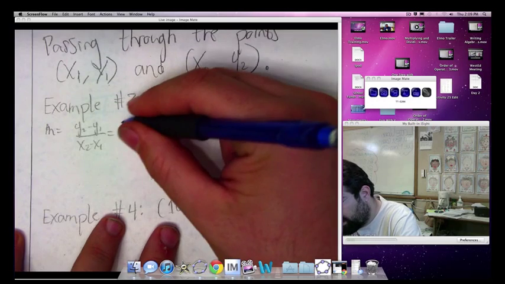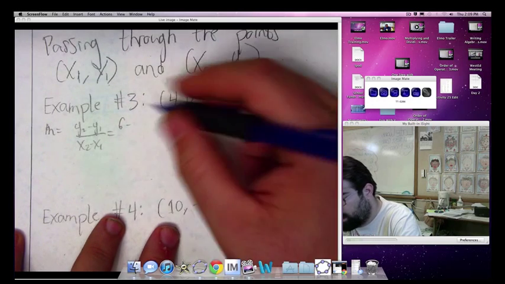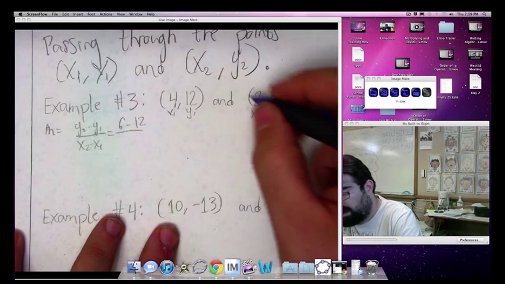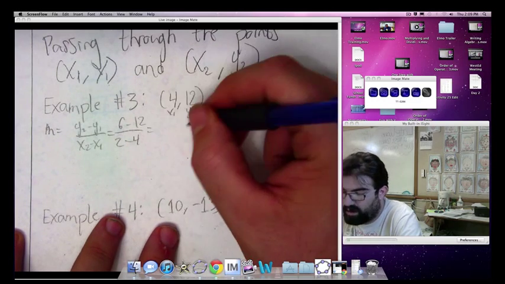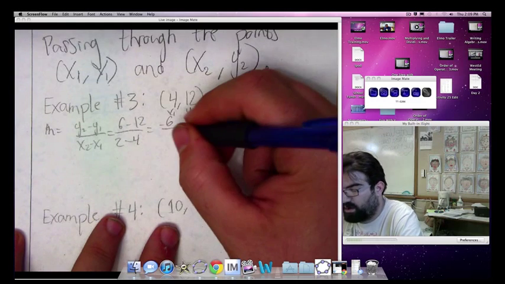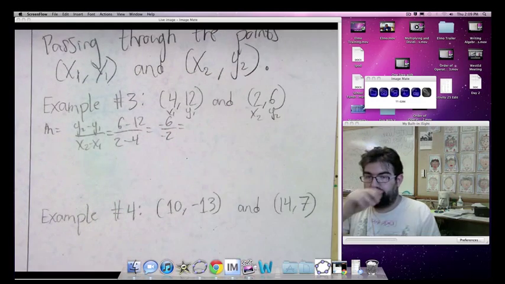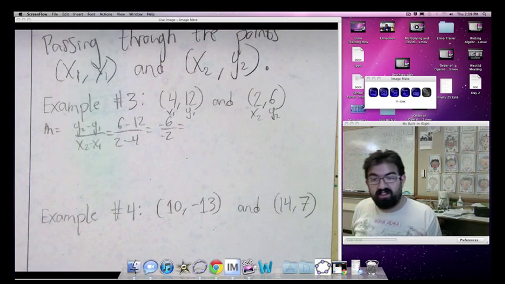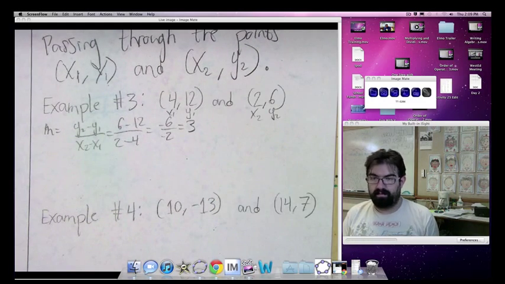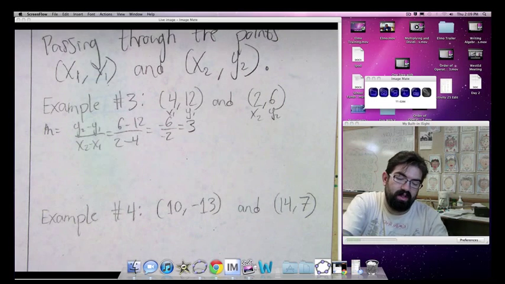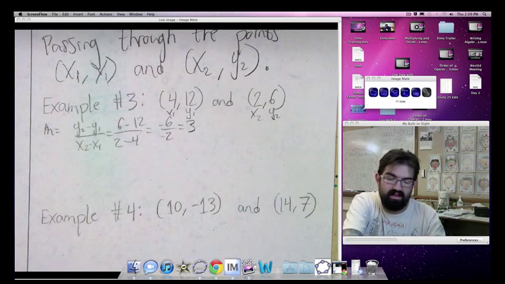Well, you got 6 minus, because that's y2, 12, divided by 2 minus 4. 6 minus 12 is -6. 2 minus 4 is -2. -6 divided by -2 is +3. The slope is 3. No picture, no nothing.